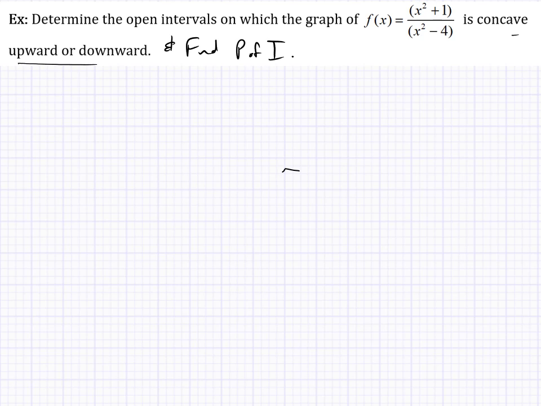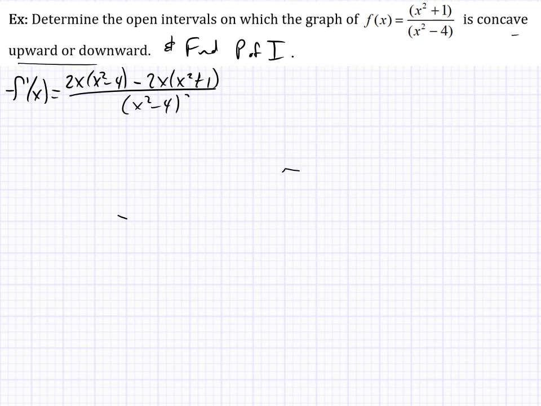Now this one's going to be a little bit trickier to find the second derivative simply because we're going to use quotient rule here. So first derivative. Derivative of the numerator is 2x times the denominator minus the derivative of the denominator is 2x times the numerator all over the denominator squared. Multiply that out. This times this, this times this. You see you're going to get 2x cubed. You're going to get minus 2x cubed. They'll cancel. This times this will give you a minus 8x, and this will give you a minus 2x. So we're at minus 10x over x squared minus 4 squared. Okay, that's first derivative.